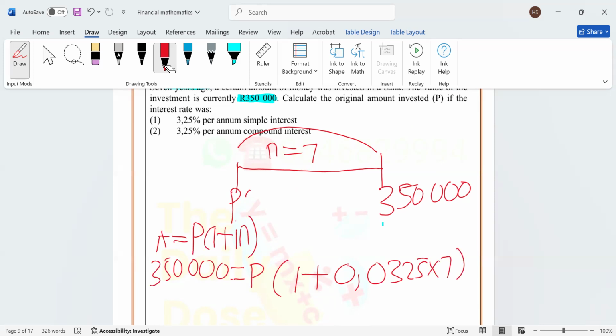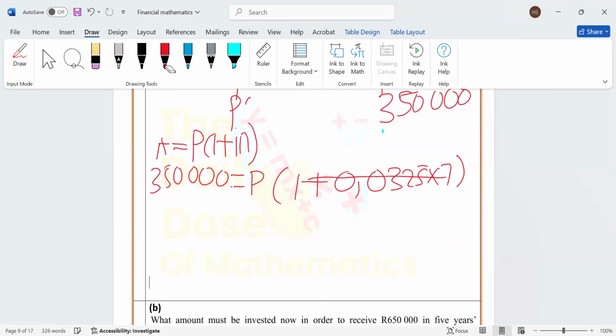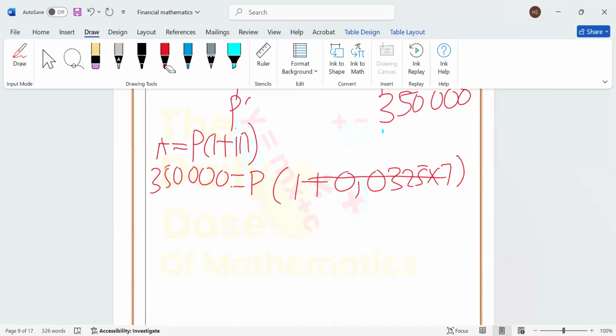In order to make it simple, we divide each side by 1 plus 0.035 multiplied by 7. Then the P on the left remains, so P equals 350,000 over 1 plus 0.035 times 7. Then you have 281.